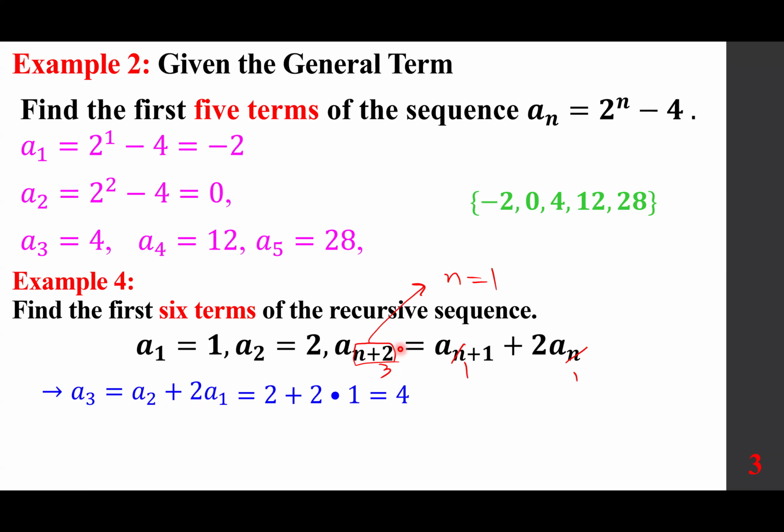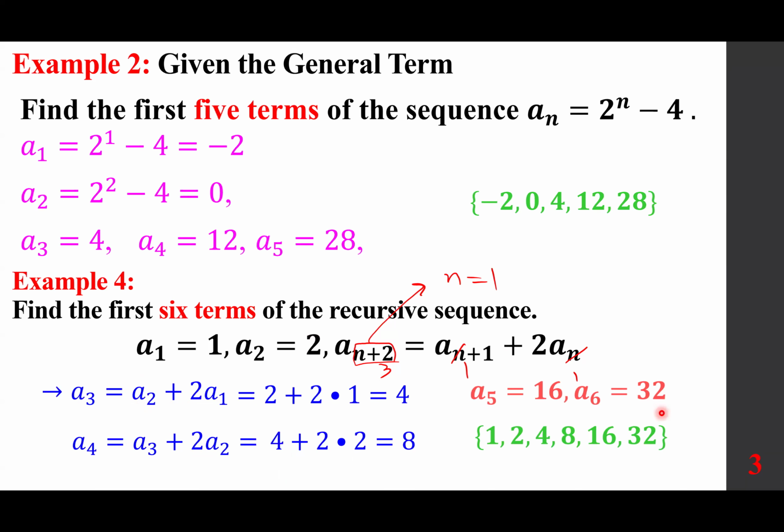So obviously following that, or maybe even looking at this, it might be easier. a sub 4 is a sub 3 plus 2 a sub 2. So a sub 3 is 4 plus 2 times 2, which is 4, and that adds up to 8. I'm going to leave it for you to find the next two terms. And the answer would be 1, 2, 4, 8, 16, and 32. I highly recommend you try.